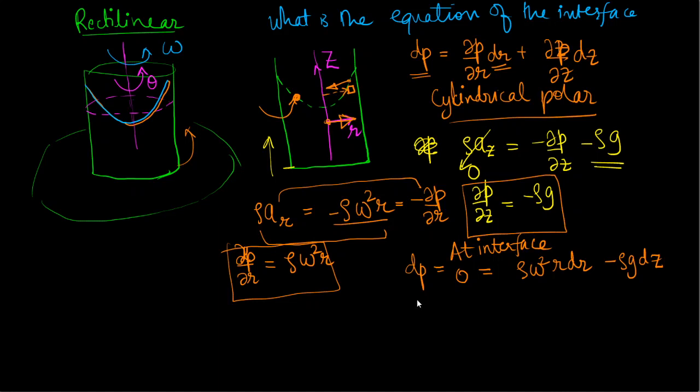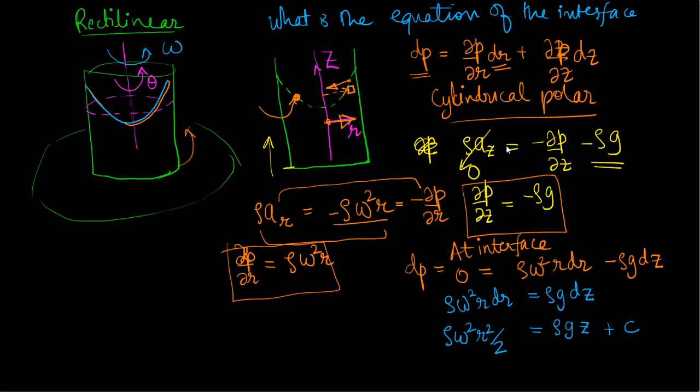So when this is equal to 0, we have rho omega square r dr is equal to rho g dz, and essentially we have dz upon dr, or I mean we can simply integrate it at this point itself. So essentially we have rho omega square r square upon 2 is equal to rho g z plus a constant of integration.